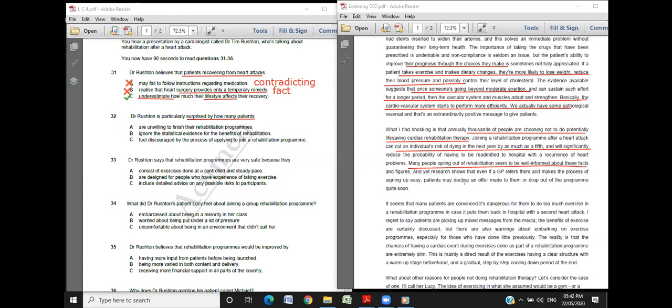and yet research shows that even if a GP makes the process easy for them, so that rules out option C, the process of applying to join, because the process, even if it is difficult, the GP is there to help them out to make it easy for them. Still, they decline an offer made to them or drop out of the program quite soon. So it's not that they pick it up first and then they give up, but they decide not to do it. And even if they do it, they later on give up.